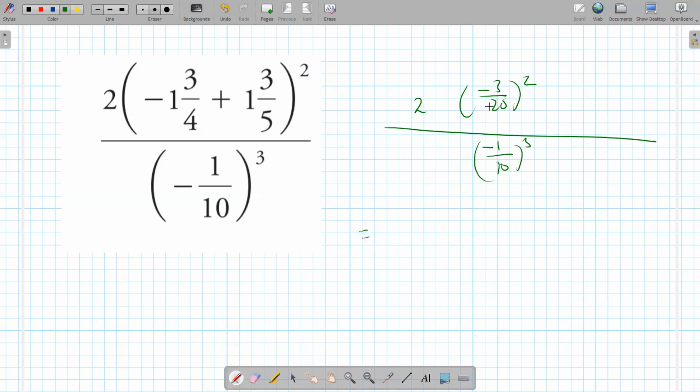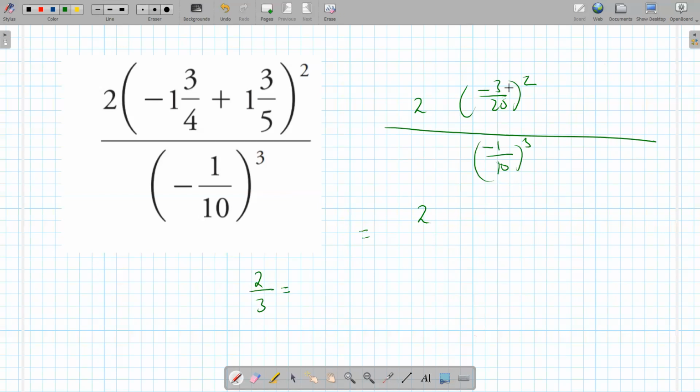You can just square all of them. When you square something like this, you want to square both of them. Yeah, you square the numerator and the denominator. So negative 6 over 400.